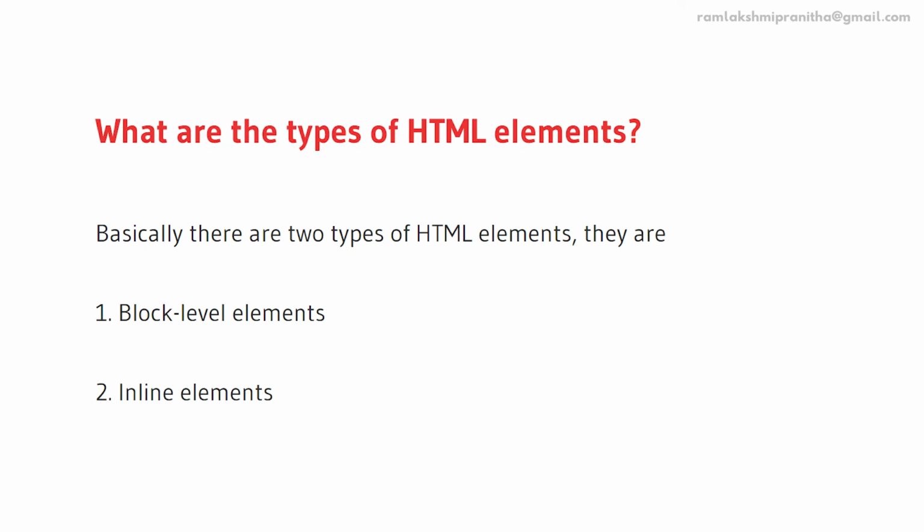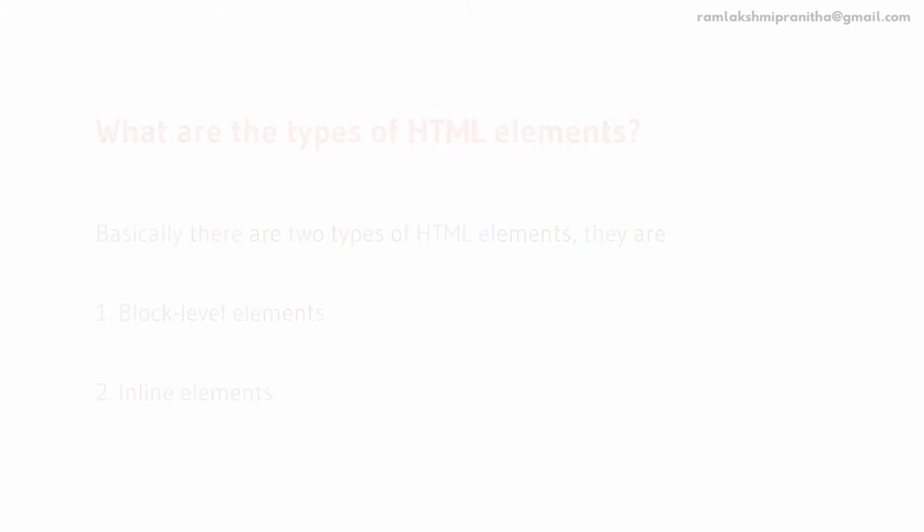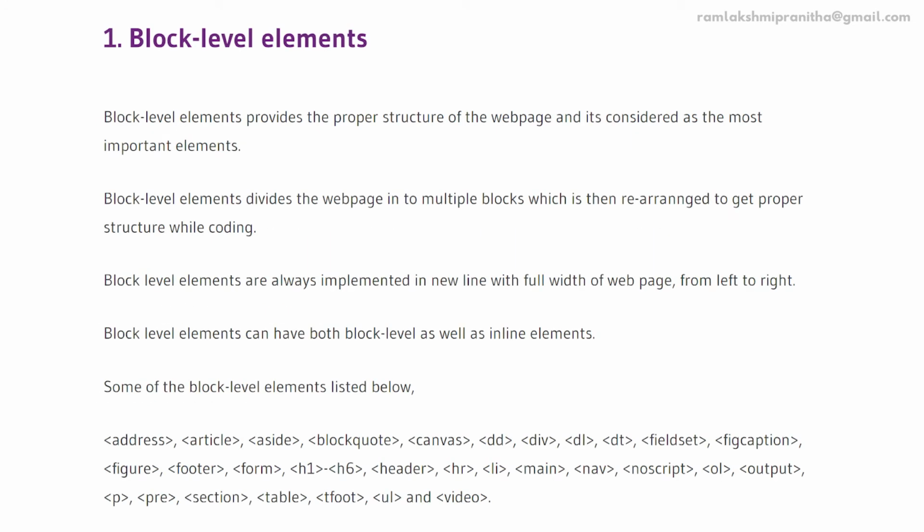What are the types of HTML elements? Basically, there are two types of HTML elements. They are 1. Block level elements. 2. Inline elements. 1. Block level elements. Block level elements provide the proper structure of the web page and are considered the most important elements. Block level elements divide the web page into multiple blocks, which are then rearranged to get proper structure while coding.